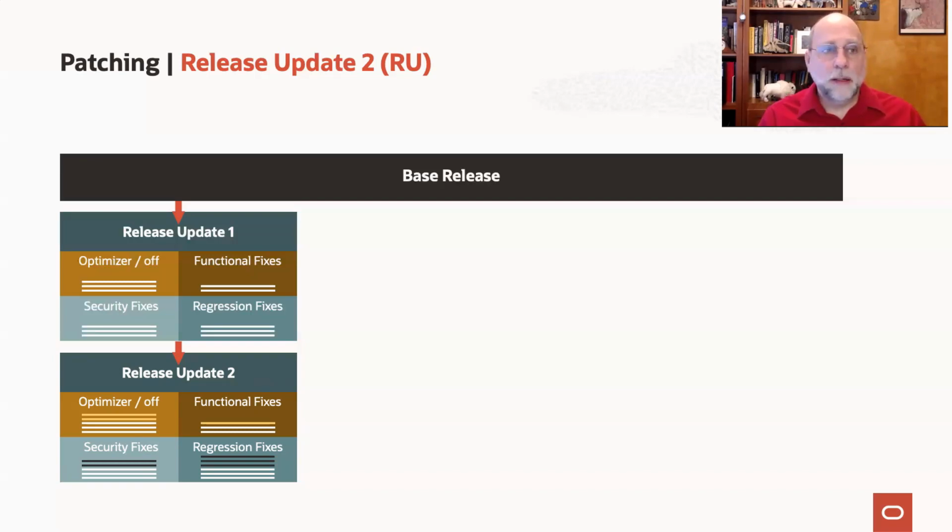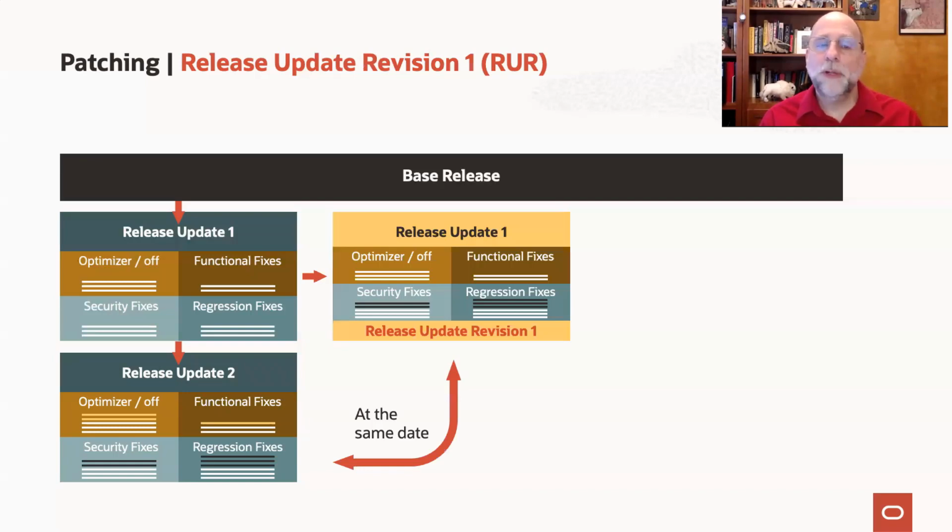Now, we recognize that not every customer wants to take on a full set of optimizer functional fixes and so on every quarter, but you do need those security updates. So we also deliver each quarter a release update revision. Now, this can be a little confusing to those who haven't been exposed to it. So let me explain what I'm talking about here. So when we have a release update, 3 months later, so say you take on the January release update, in April, we will issue a revision for that update.